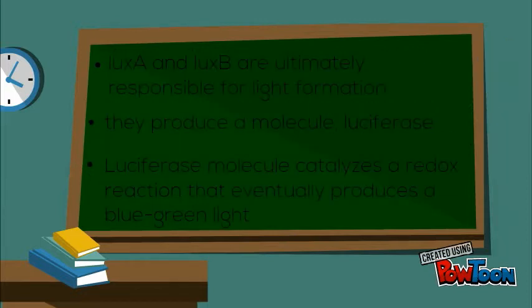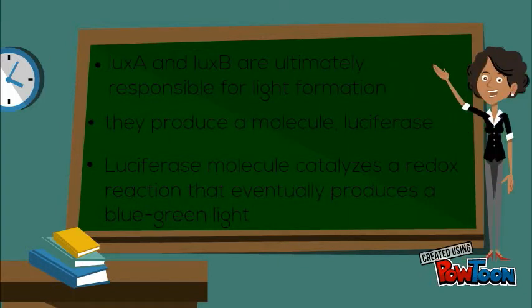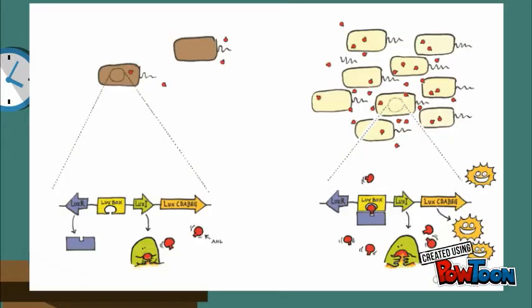After amplification, LuxA and LuxB are ultimately responsible for light formation. They produce a molecule called luciferase. The luciferase molecule catalyzes a redox reaction that eventually produces a blue-green light. I know that all that information must be hard to wrap your head around, so here's a visual representation showing a few bacterial cells versus many and how the autoinducers are forced back into the cells once there are so many of them.